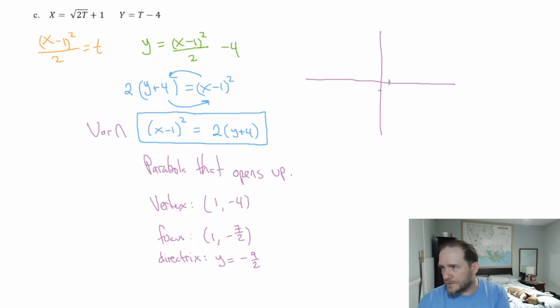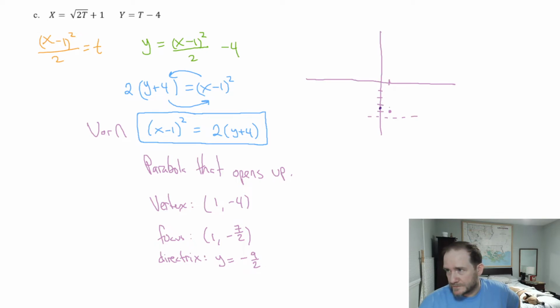1, negative 4 puts me right about there. My focus is up half a unit, my directrix is down half a unit. None of that's super important though. Let's just plot a couple more points just because. So how do you plot a few more points? Well, just plug in. If you plug in 0 for x, you get negative 1 squared, which is 1. Divided by 2, that's a half. Minus 4, it's negative 3.5.